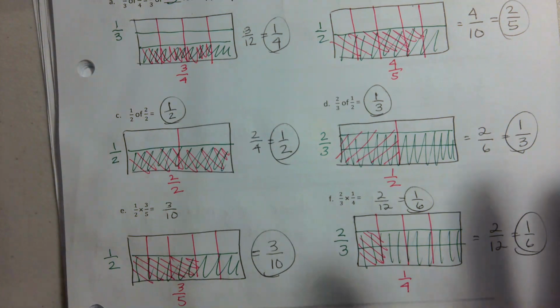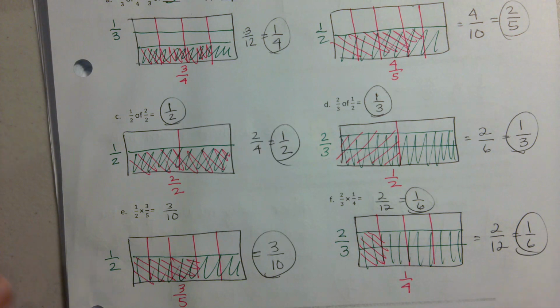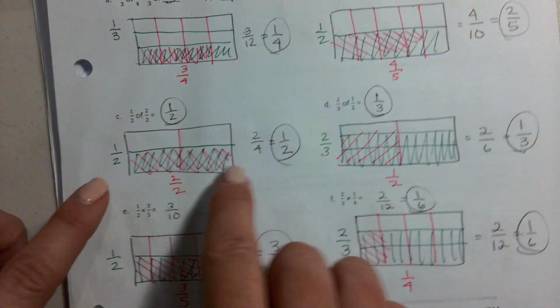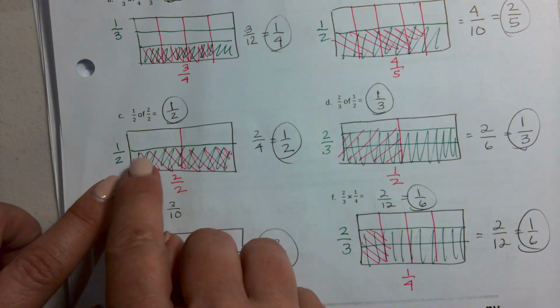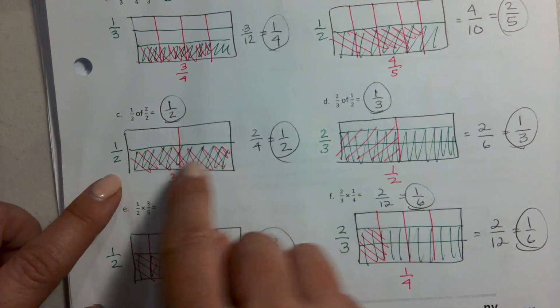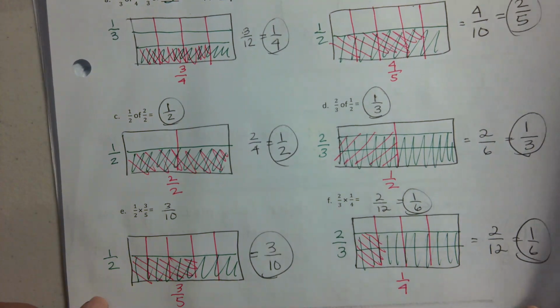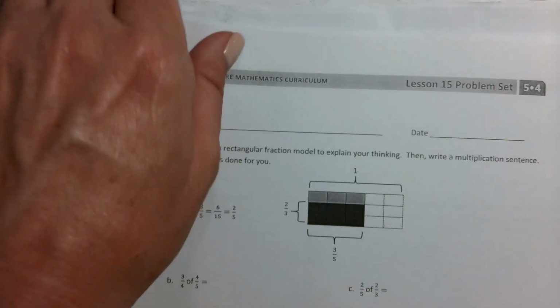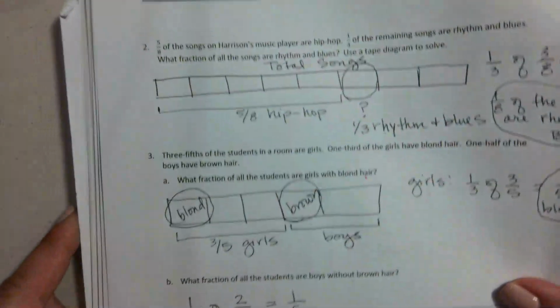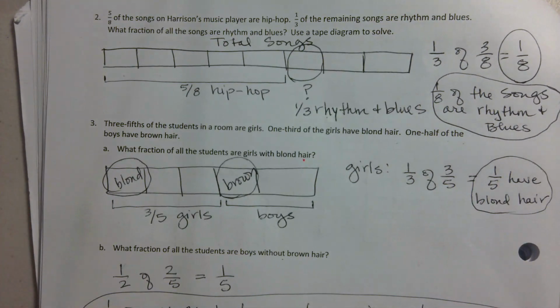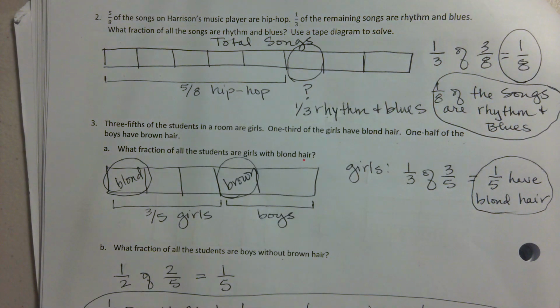So hopefully you have your rectangular fraction model and all these little important pieces, like showing the fraction, how this is 1, 2, 3, 4. We have 2 double shaded out of 4. So that's what we're doing there. Now, our word problems. I'm telling you, those tape diagrams really do help you see the problems so much easier.